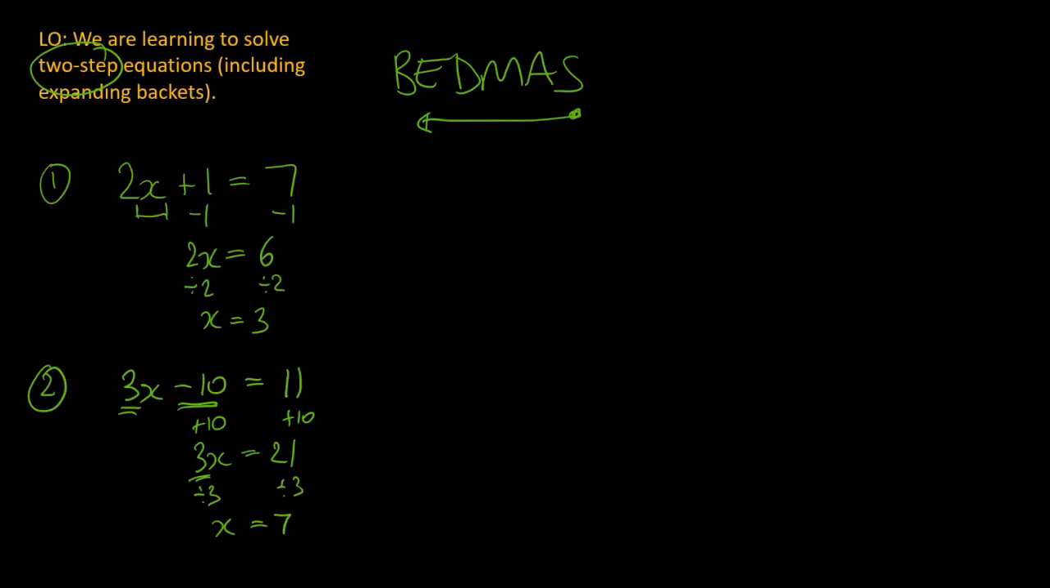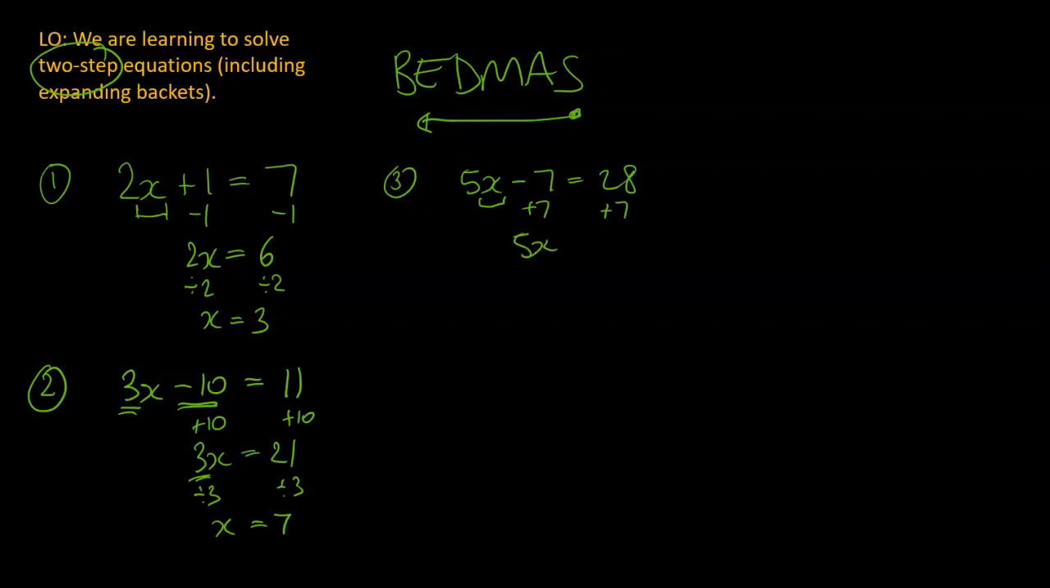So let's have a look at a third question. Question number 3, let's say we've got 5x minus 7, and that gets us to 28. Our job is to figure out what that x value is. This 5 needs to go, and this 7 needs to go as well. We follow BEDMAS backwards, so we have subtraction. Let's get rid of the 7, plus 7, plus 7.